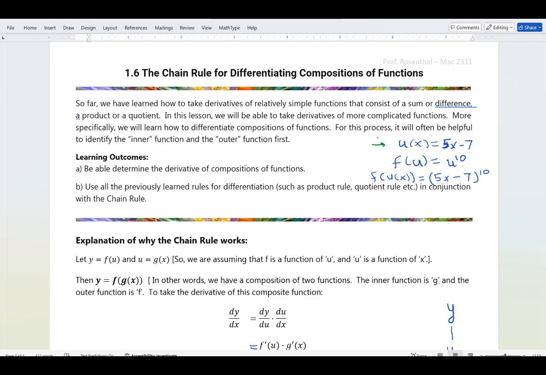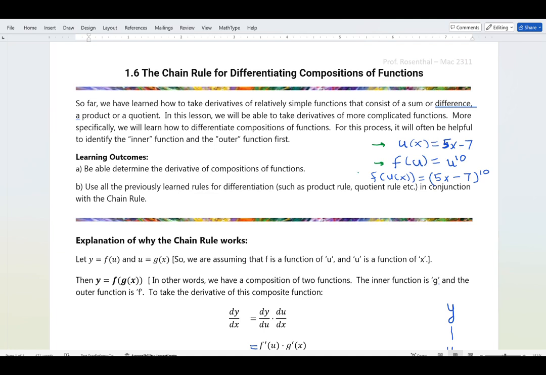The derivative would be 5, right? And suppose we have a function, say f of u equals u to the 10. I use a different variable, but in essence, we know how to differentiate the 10th power function. You bring the 10 down, subtract 1 from the power. So the derivative for that one with respect to u would be 10u to the 9, right?